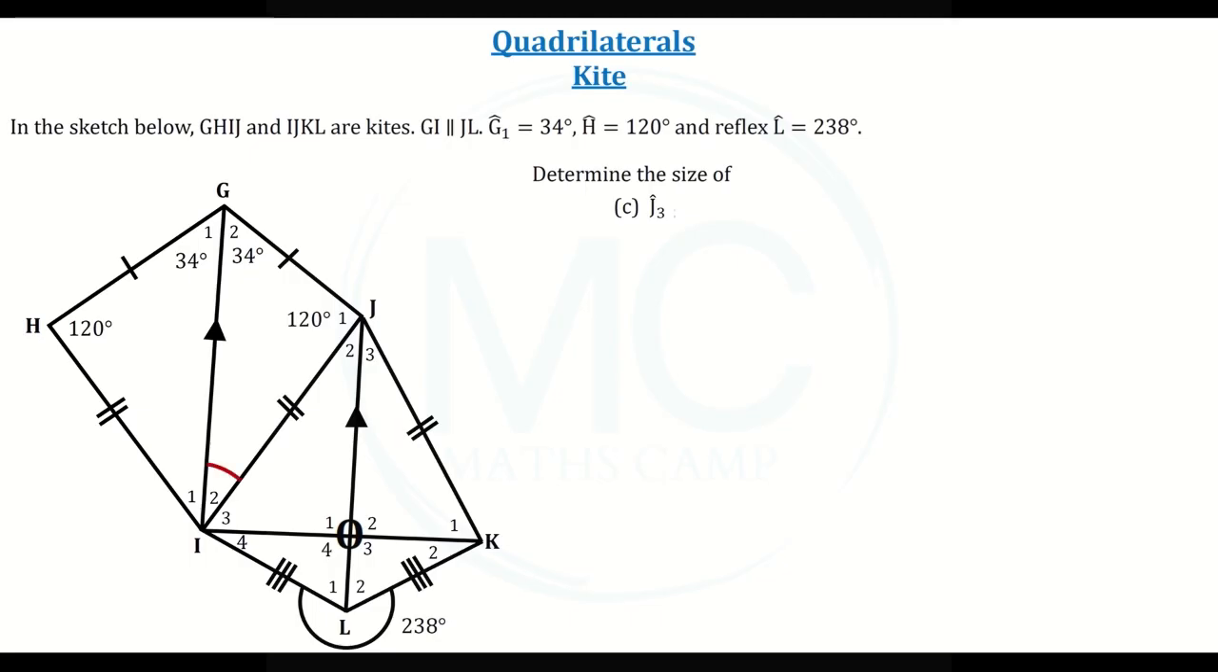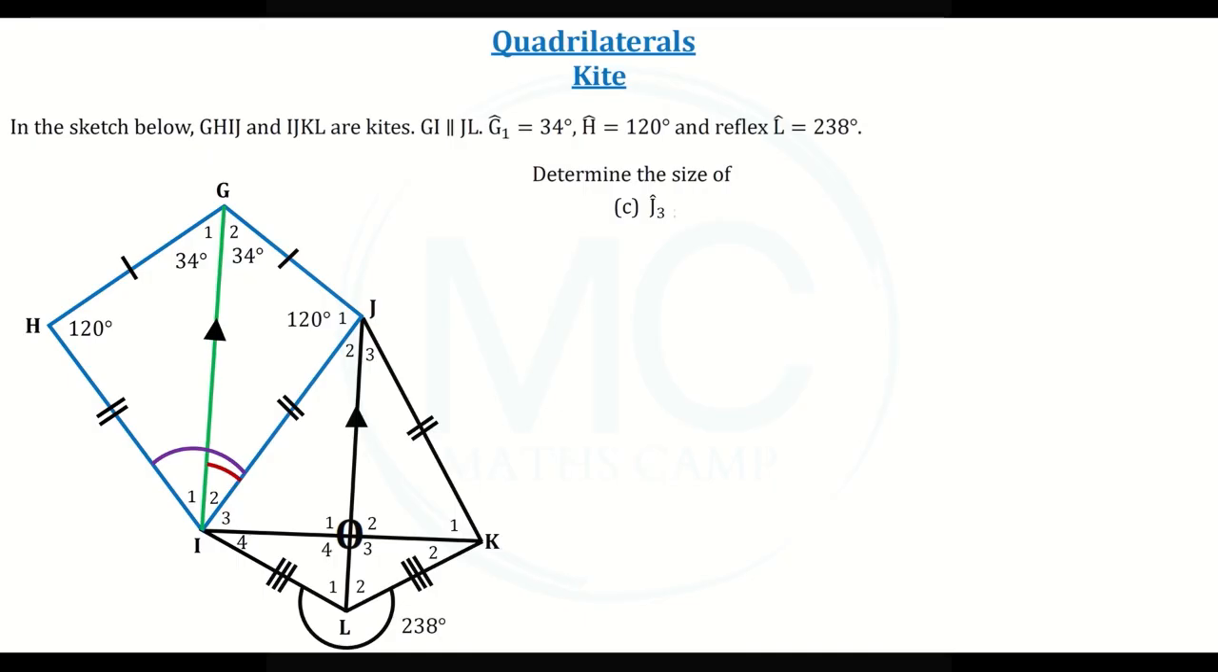Let's make it red. Angle I2 sits inside kite GHIJ. So let's make this kite blue. From part A, we already know that GI is the main diagonal. So let's make it green. The main diagonal bisects interior angles, which means that I2 over here is equal to angle I1. So to find the size of angle I2, we first need to find the size of the whole of angle I. Let's make it purple.